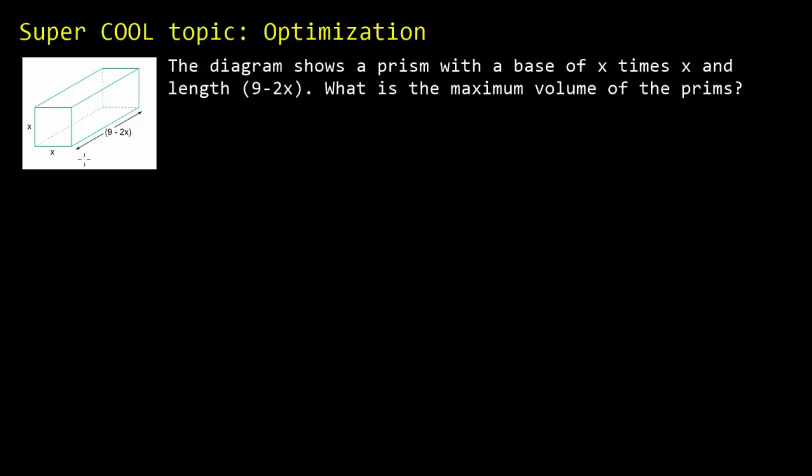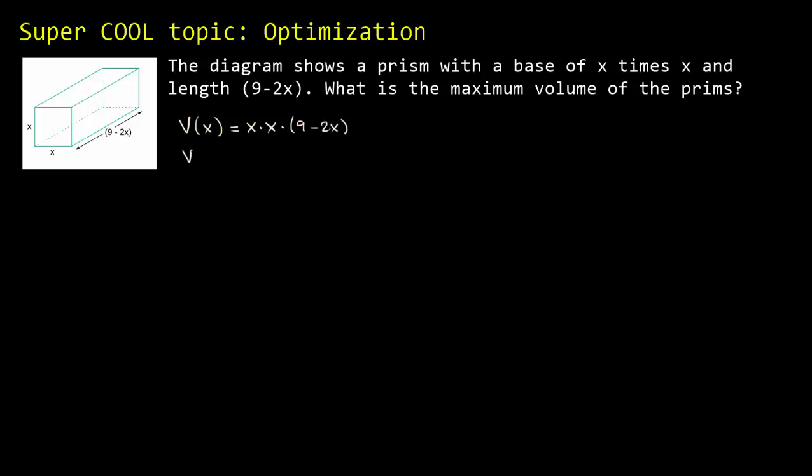Pretty much, the base of this prism would be a square, and the length would be 9 minus 2 times x. So if we would like to calculate the formula for the volume, the volume of x would be equal to the area of the base, which is x times x. I'm going to write it fully, then I simplify it: x times 9 minus 2 times x.